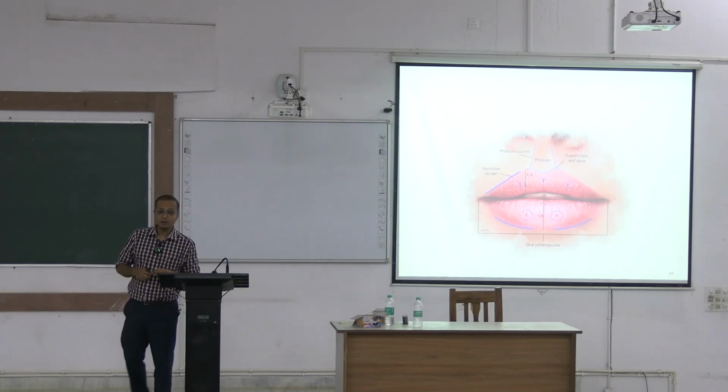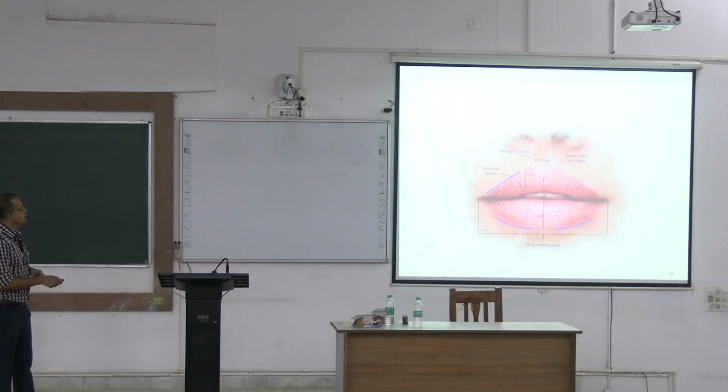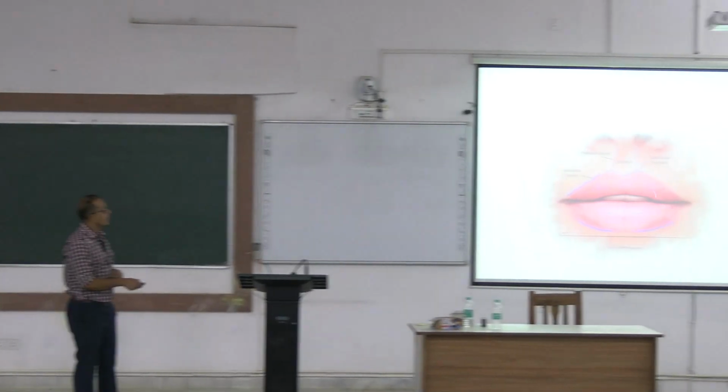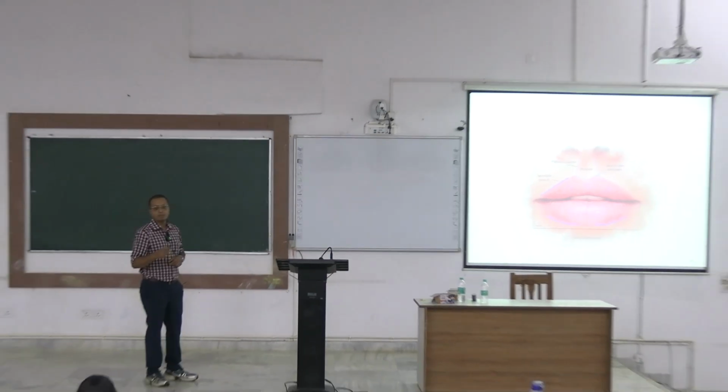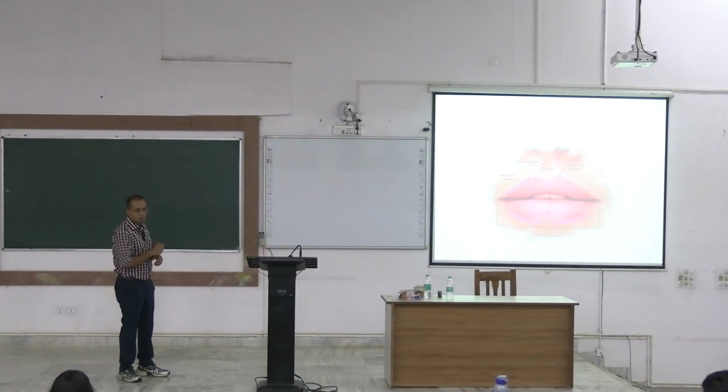Now if you look at the gross anatomy of the lip, the upper lip is divided into two basic parts. The middle part of the lip we call the philtrum. This central part, lying from the tip of the nose to this particular point, we call the philtrum. This part is important to understand. Then on the sides of the philtrum, we call them the Vermillion border of the upper lip. So the upper lip has two parts.